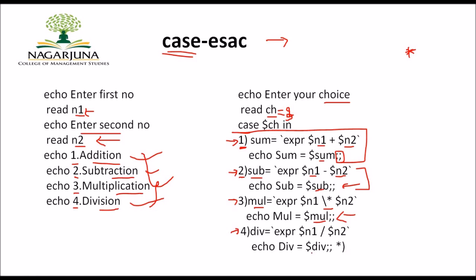And very similar to that, if you would like to calculate the quotient of two numbers, or find the quotient of two numbers, then my choice should be 4.